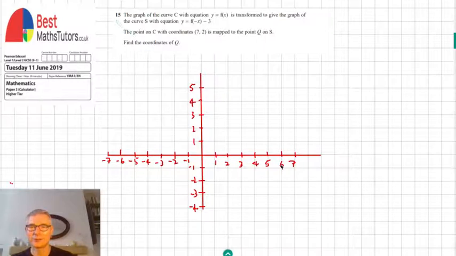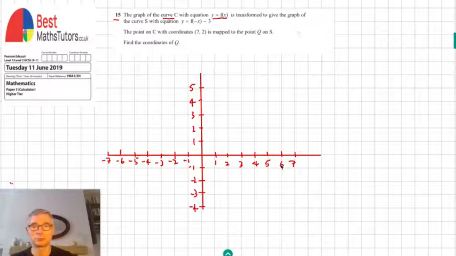So this is question 15 and it's a question about graph transformations. What we're told is we've got a graph of a curve C which has an equation that says y is equal to f of x. And what that stands for is y is a function of x.